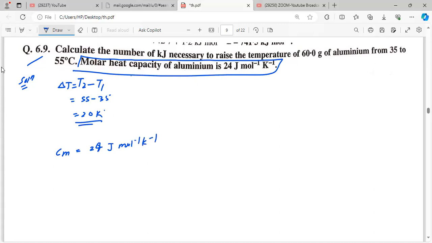Now, another thing they are asking: calculate the number of kilojoule, meaning the heat necessary to raise the temperature. So Q they are asking. What formula will you use? Cm is equal to Q upon n delta T. So Q is equal to n into Cm into delta T.